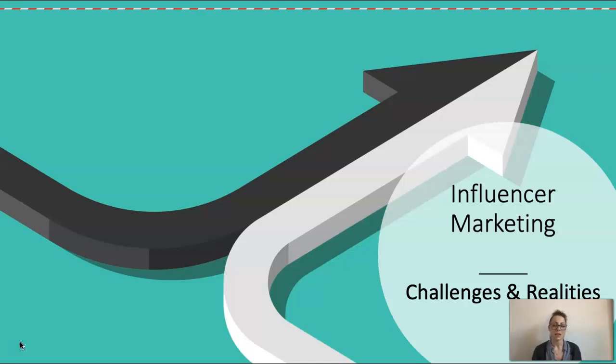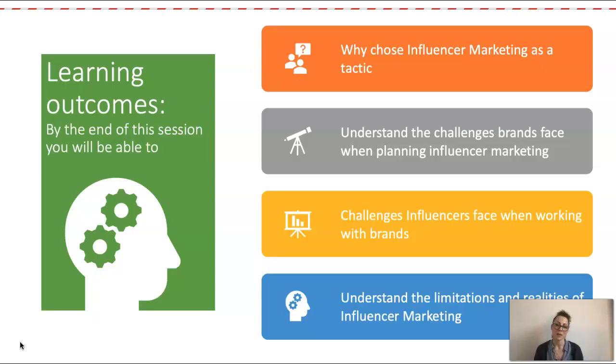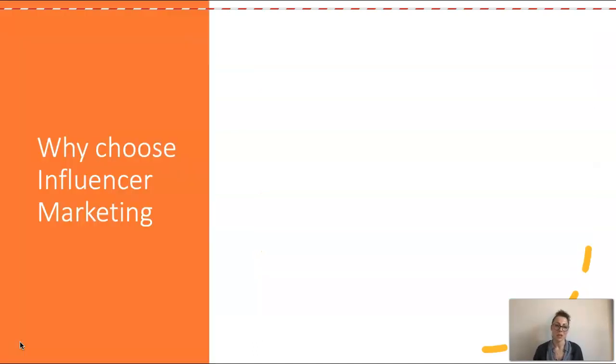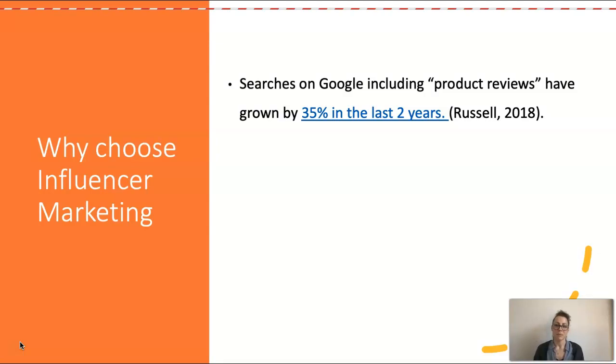In this particular mini lecture, we will be looking at the challenges and realities of influencer marketing. So the learning outcomes for this session, you should be able to describe why you would choose influencer marketing as a tactic, understand some of the challenges that brands face when working with influencers and undertaking influencer marketing, and also understanding the challenges that influencers face when working with brands. So overall, you should develop, by the end of this session, an understanding of the limitations and the realities of influencer marketing. So why choose influencer marketing?